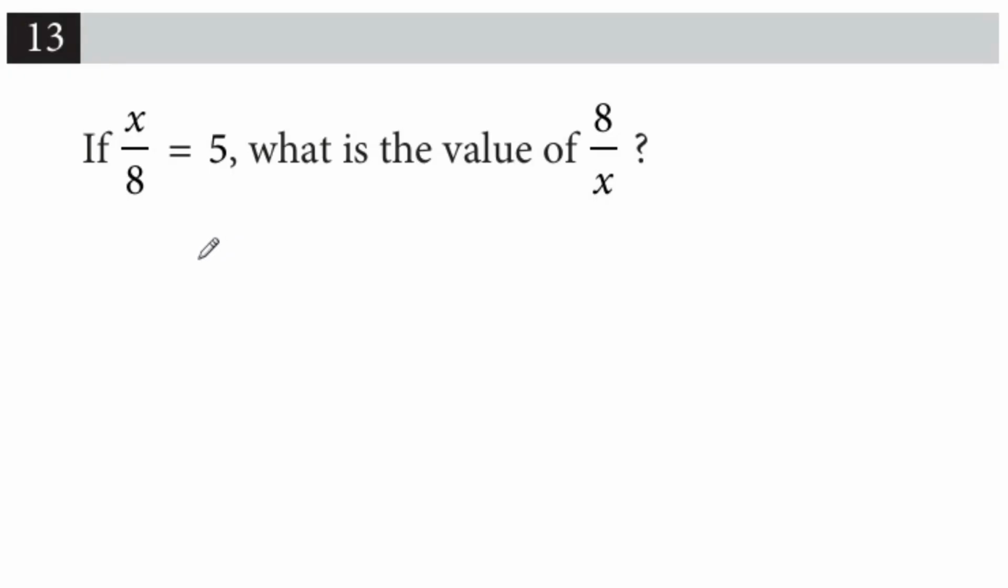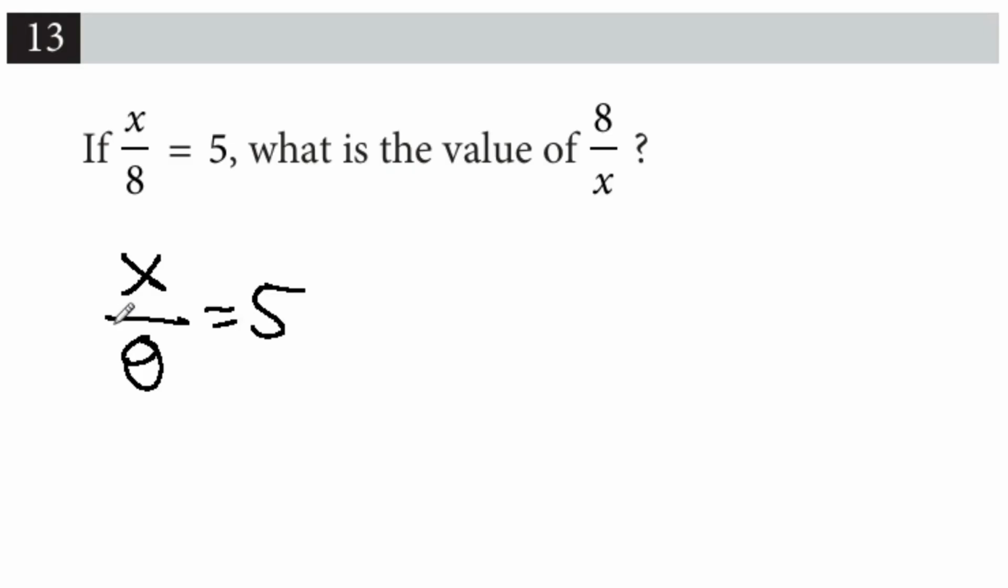So looking at this problem, it says if x over 8 equals 5, what is the value of 8 over x? Now, whether you say x over 8 or x divided by 8, it's the same thing. Same thing with saying 8 over x or 8 divided by x. The main thing is this. We know that x over 8 equals 5. I'm just going to write that down. Let's change this over to the pen. So, x over 8, we know that it equals 5. But we want to know what 8 over x equals. What's the value of that?